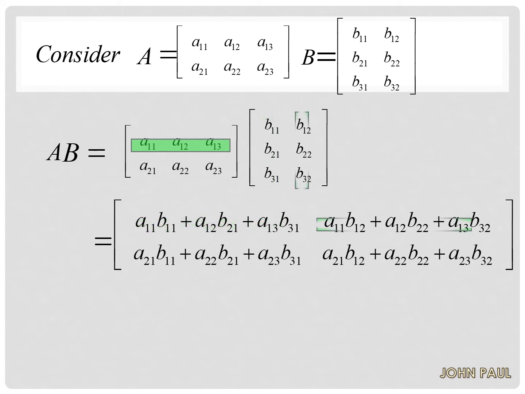Now we'll take the first row and multiply with the second column. In the same manner, we'll take the second row and multiply with the first column. Then we'll multiply with the second column. Therefore, this is matrix multiplication.